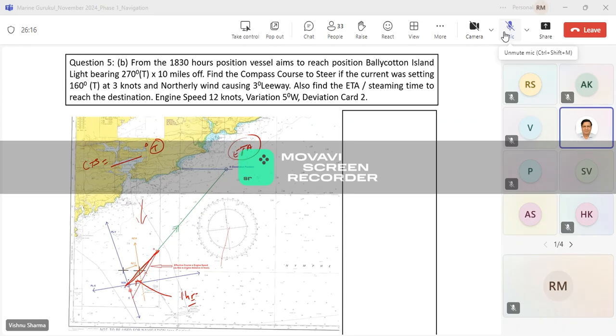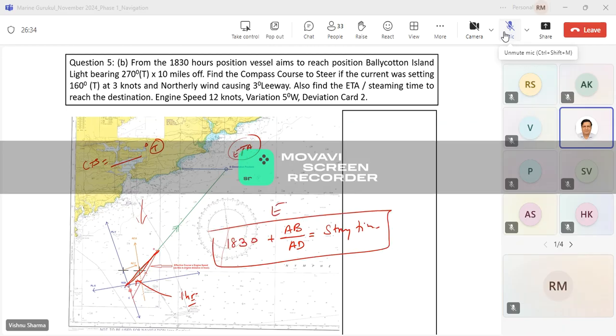So I'll measure the distance to be made good AB. I'll measure the speed made good AD. I'll divide this and I'll get my steaming time. And if the steaming time I add to my departure time of 1830, this will give me my ETA point B. Yes or no, beta? Am I right? Yes, sir. This will give me my ETA point B.